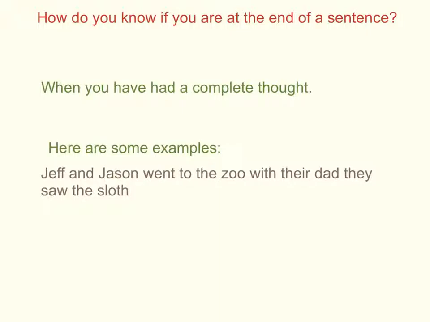The first thought is, Jeff and Jason went to the zoo with their dad. After the word dad, you should insert a period, right about here. And then, of course, you are going to need to capitalize the word they that comes next. The next thought in this group of words is, they saw the sloth. After you have the word sloth, you're also going to want to add a punctuation mark.